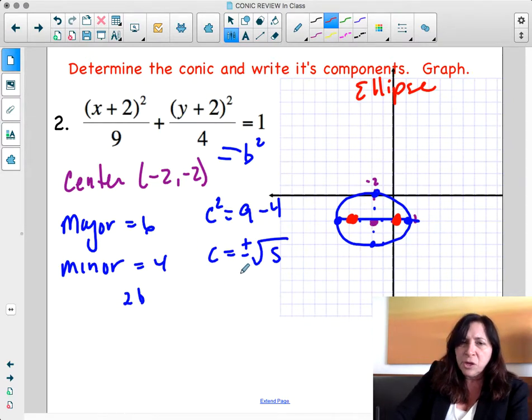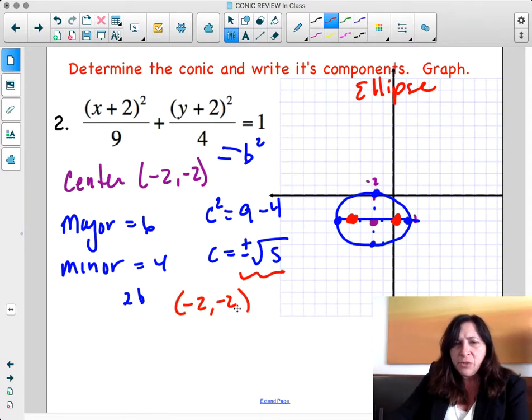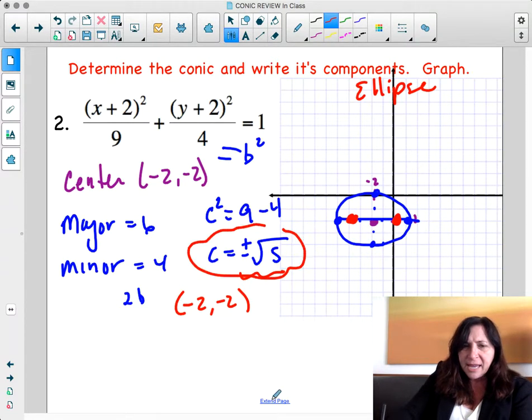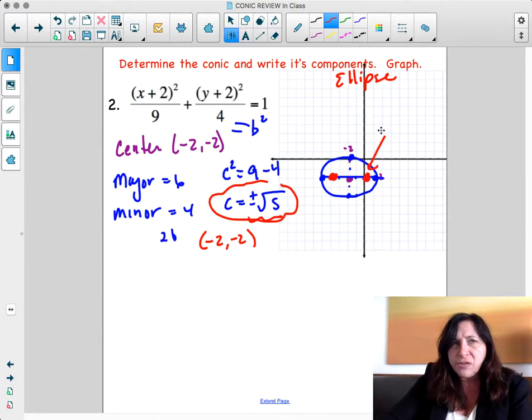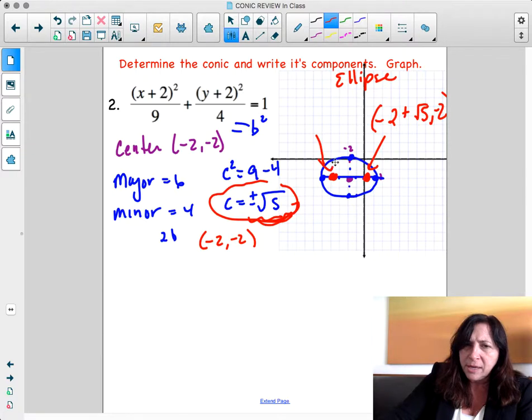So let's see. We know that's the square root of 5. My center is at -2, -2, and I need to add this focal point value to this in order to figure out exactly where these points are. Because it's on the x-axis, you're going to add this number to the x coordinate. So it'll be -2 plus the square root of 5, comma, -2, and this focal point here will be -2 minus the square root of 5, comma, -2.